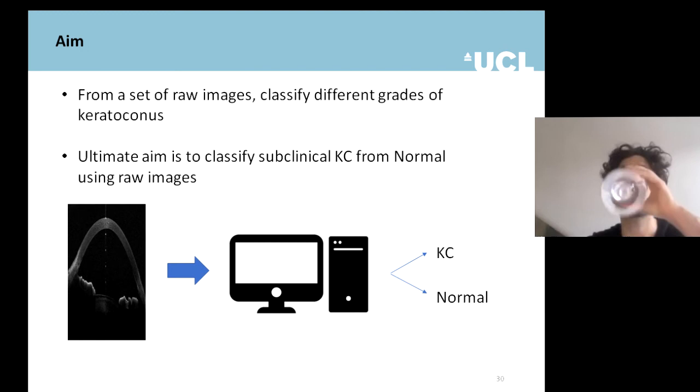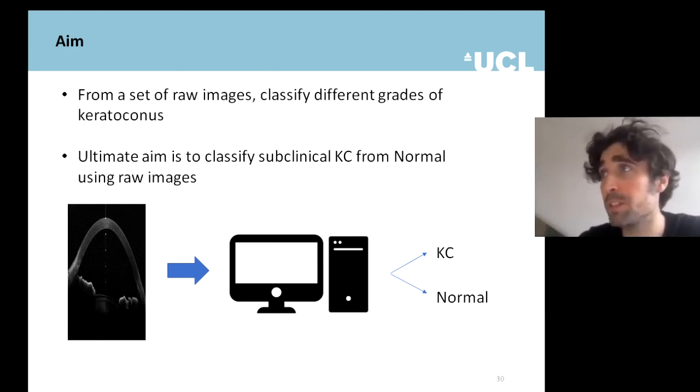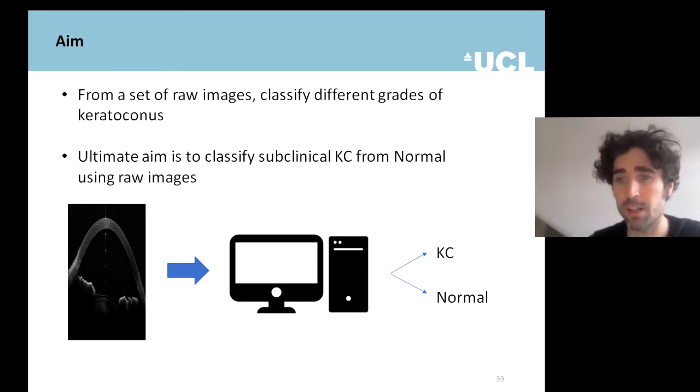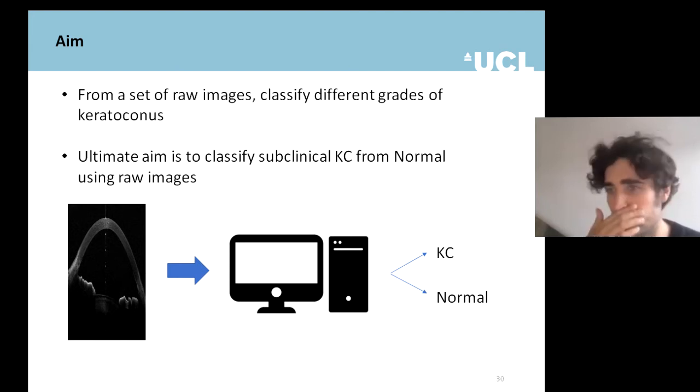So the aim, very broadly, is: from a set of raw images, how can we classify different grades of keratoconus? When I say grades, this could be early keratoconus versus advanced keratoconus, or it could be as simple as a normal eye versus a keratoconic eye. But the ultimate aim, as I was talking about in my systematic review, is to classify an early form of keratoconus from normal using raw images.